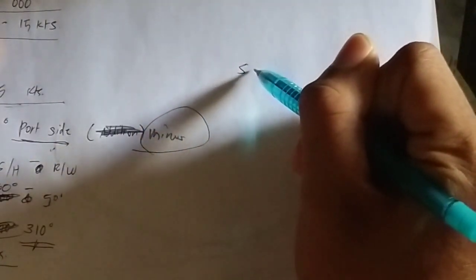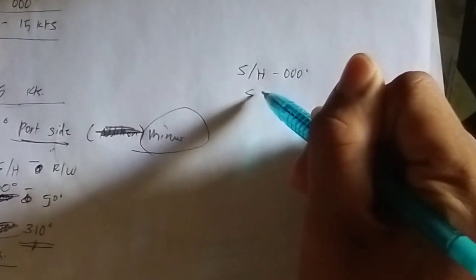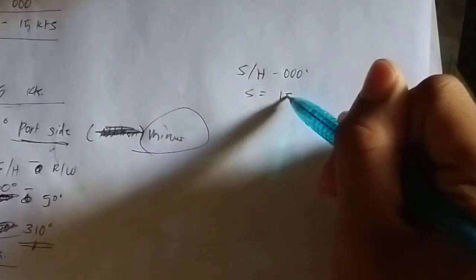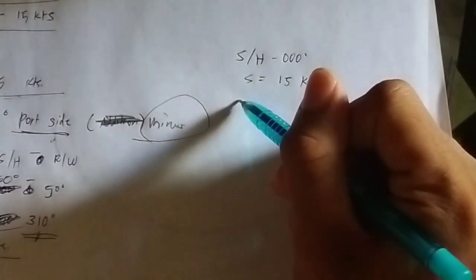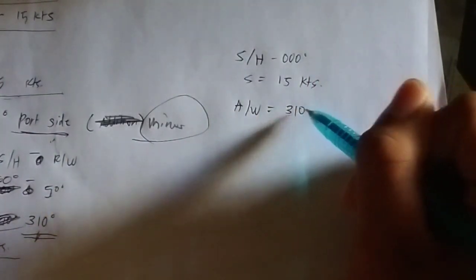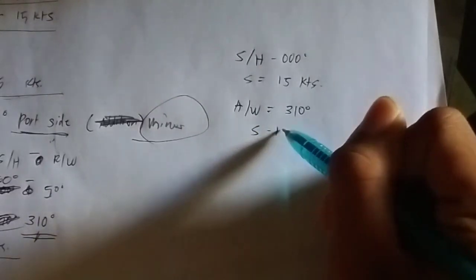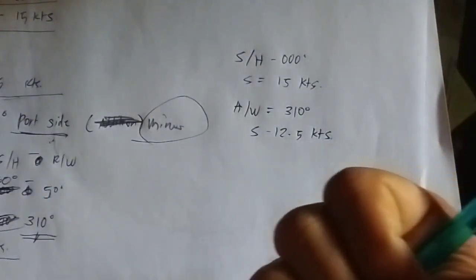To sum things up, here are the variables that we need to plot on the maneuvering board. First is the ship's heading, which is 0 degrees with a speed of 50 knots, and our apparent wind, which is 310 degrees with a speed of 12.5 knots. Let's go ahead and plot this on our maneuvering board.